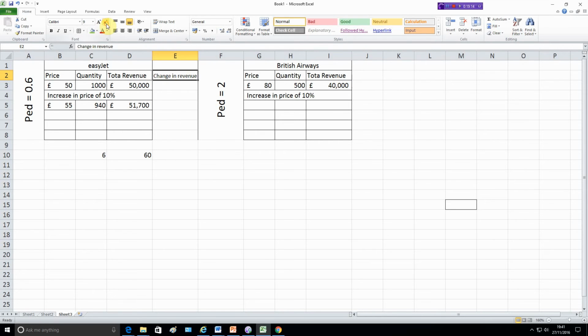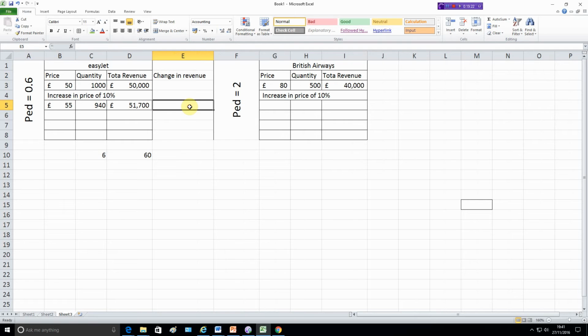And just minimize it so it fits over there. Or actually, I can just fit that over there. Right. So the change in revenue is equal to 51,700 minus 50 grand. So EasyJet is actually better off by £1,700 by increasing the price by 10%.